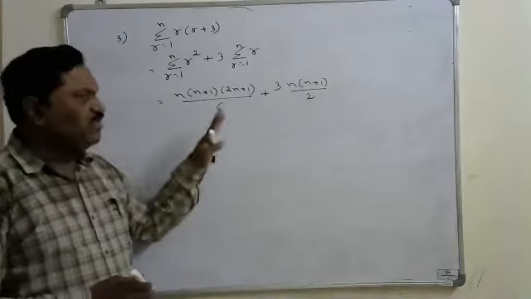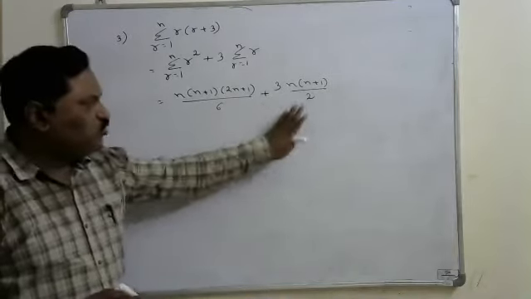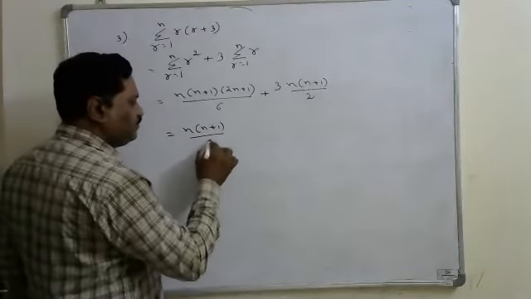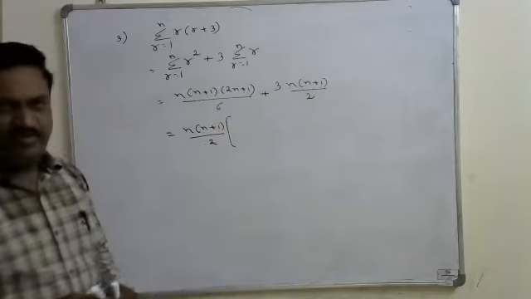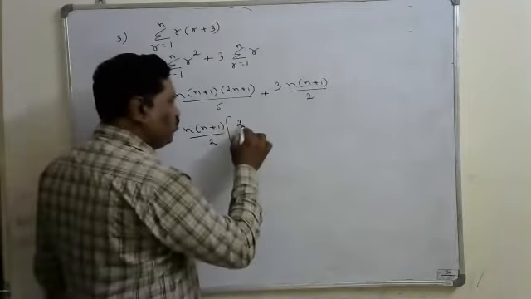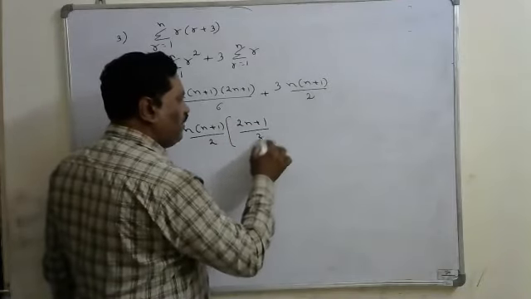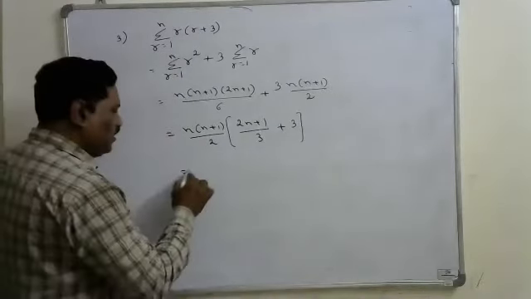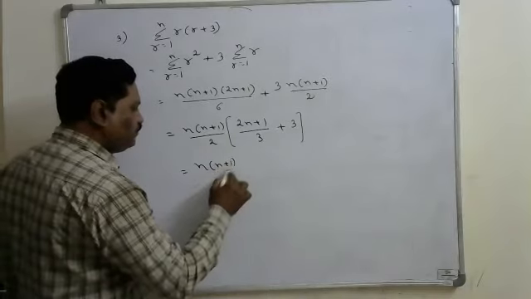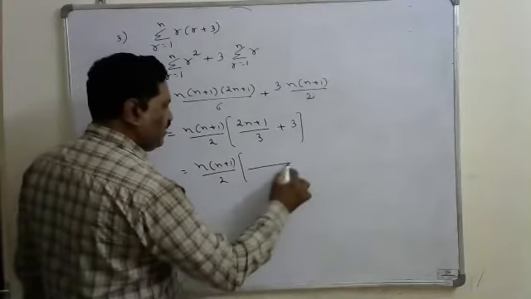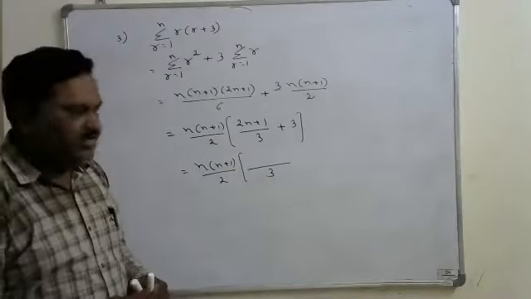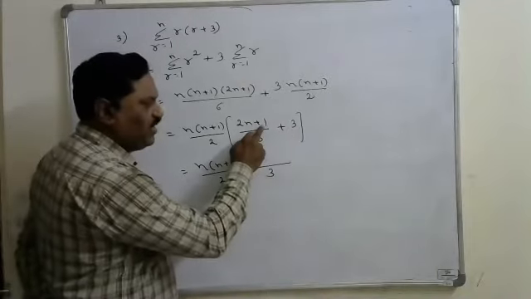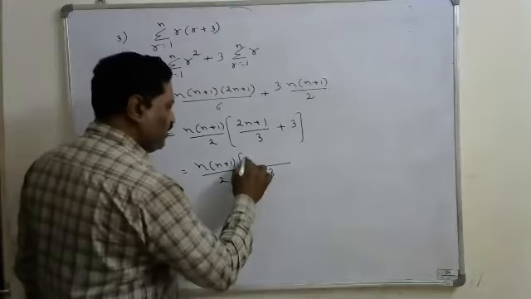Now we have to simplify this. From these two terms, we can take n into n plus 1 by 2 as the common factor. The remaining is 2n plus 1 by 3 plus 3. Here 3 is the remaining. Now it is n into n plus 1 by 2 into, here the LCM is 3. Then what we are going to get in the numerator, just observe that. 3 3s are 9, 9 plus 1, 10. Means it is 2n plus 10.